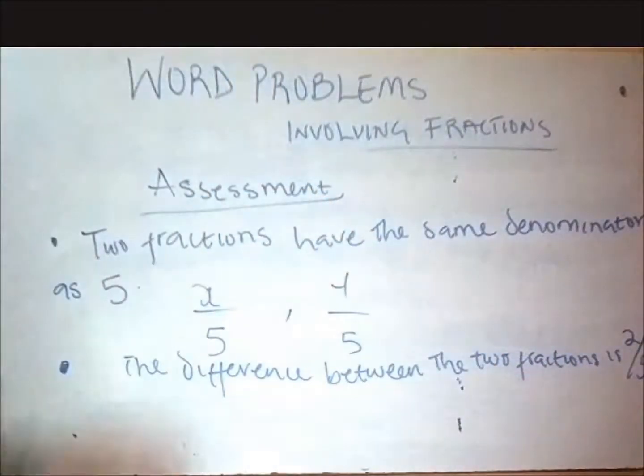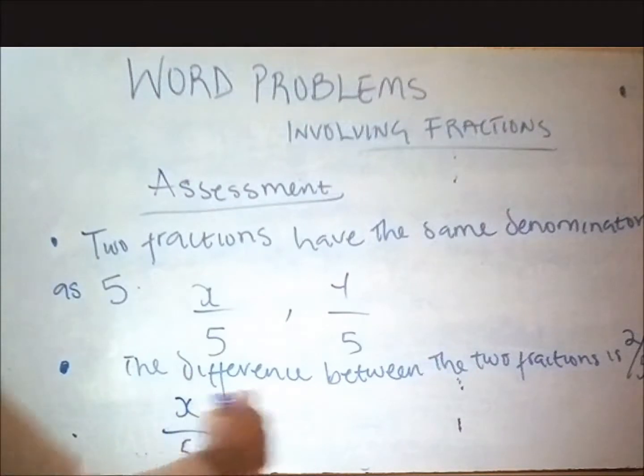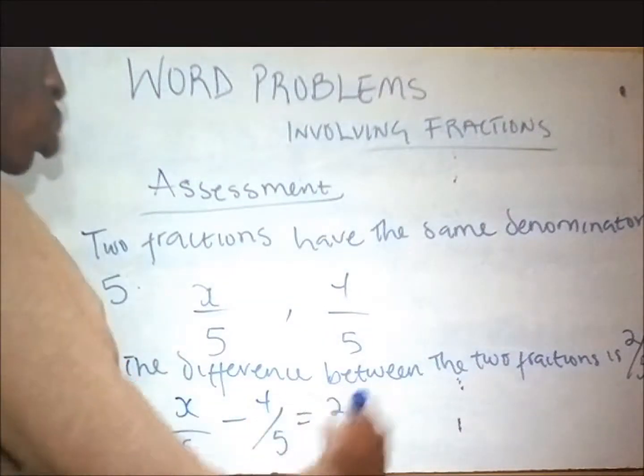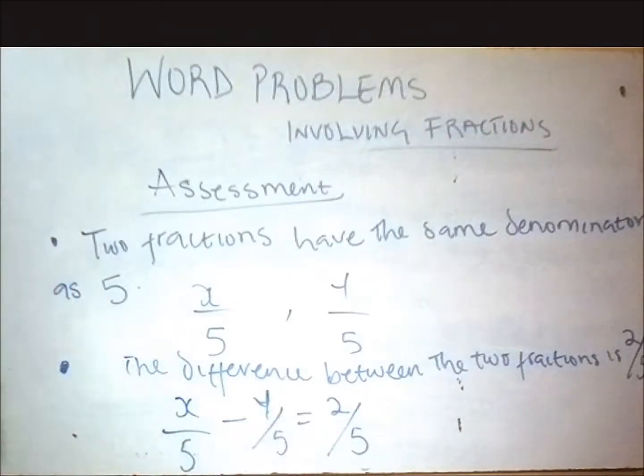So meaning that the difference between these two fractions, and that we do not know their numerator, is 2 over 5. The interpretation is x over 5 minus y over 5 is equal to 2 over 5. So this is the interpretation for the second point. So I hope you're taking that down. So now the next point they mentioned is the result of dividing one of them by the other is 2. So that means the result of dividing these two by themselves, like dividing one by the other, is actually 2.